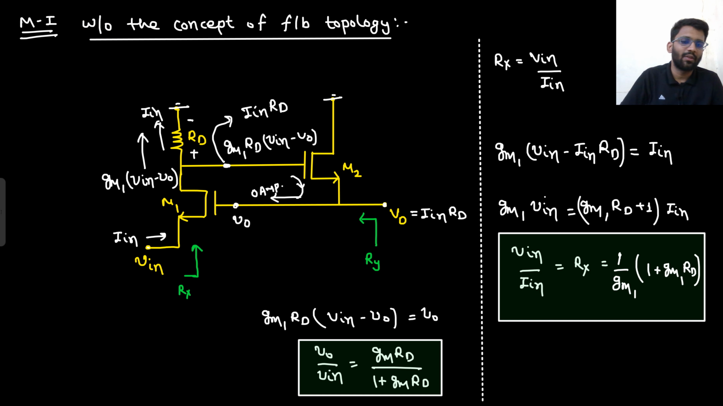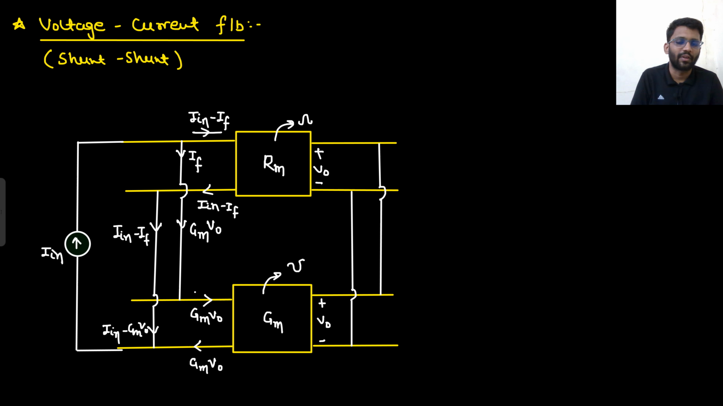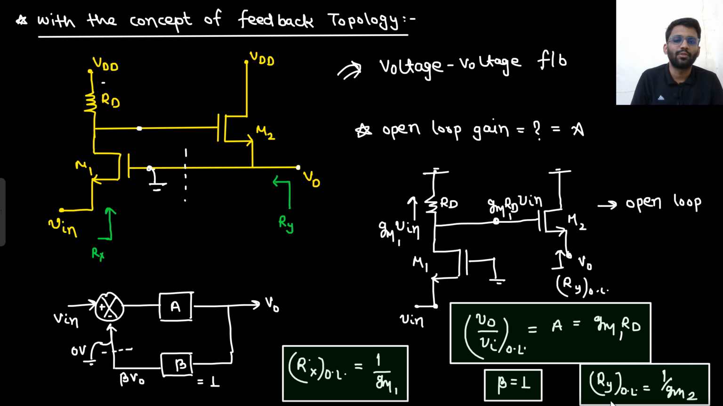Then we solved that particular problem without even using the concept of feedback topology. So it's very simple, very straightforward. Then we used the concept of feedback topology to determine the given parameters. So gain we need to determine, input impedance and output impedance. So what did we get to know here? First I need to make it open loop. So in open loop, this node will be shorted and this node will be open circuited. You don't need to mug up which node will be shorted and which node will be open circuited, because we are going to see three more different topologies. So there you will understand which node should be shorted and which node should be open circuited.